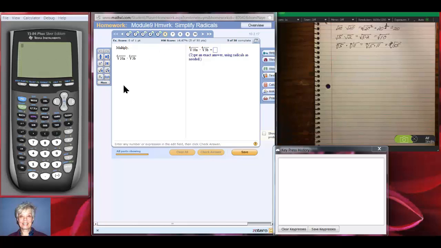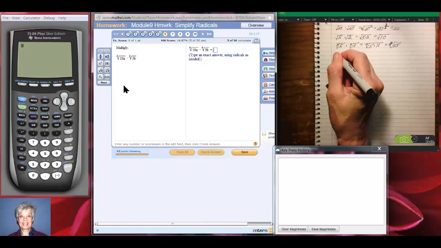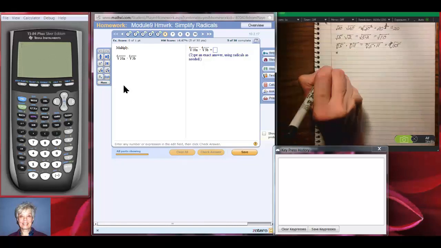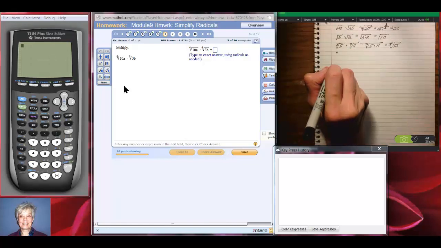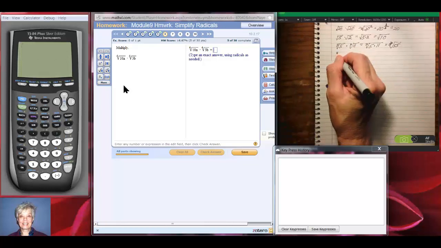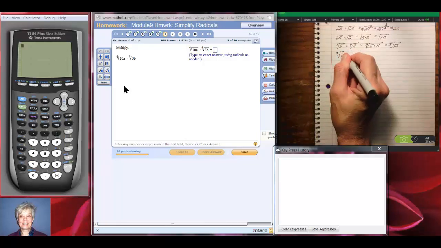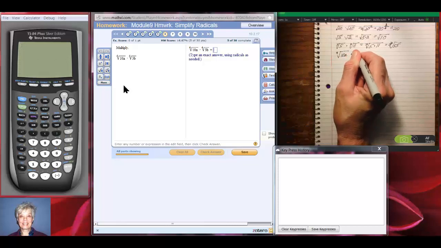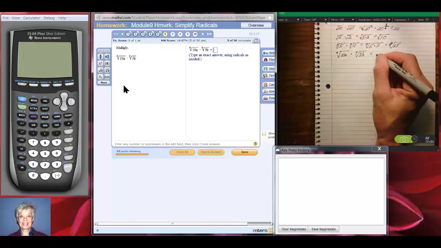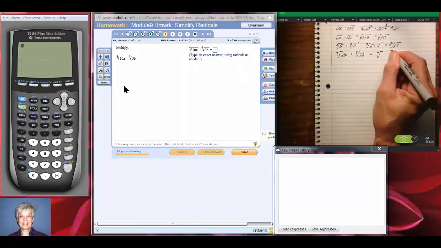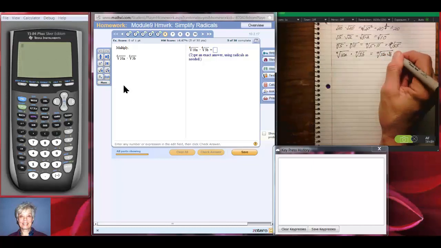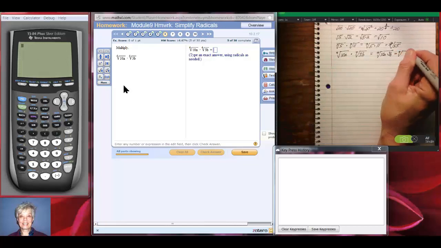Now, here's going to be something interesting. Now we're getting into letters, so the calculator will be of less and less value to us. We've got the fourth root of 10a times the fourth root of 3b, and so we're going to have the fourth root of 10a times 3b, which will be the fourth root of 30ab.